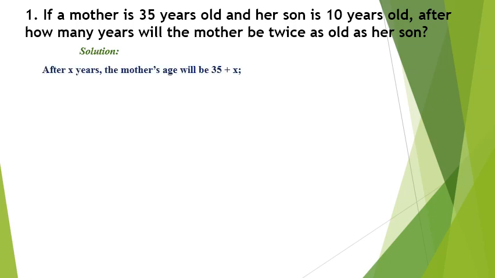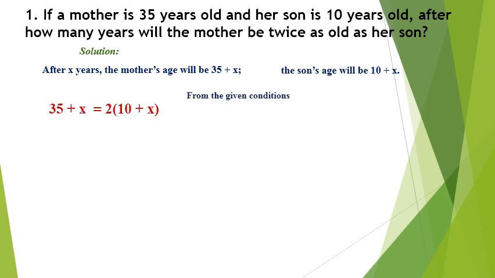After x years, the mother's age will be 35 plus x. And after x years, the son's age will be 10 plus x. And from these given conditions, we now have this equation: 35 plus x is equal to 2 times 10 plus x. This actually means that the mother's age after x years is equal to twice the son's age after x years.